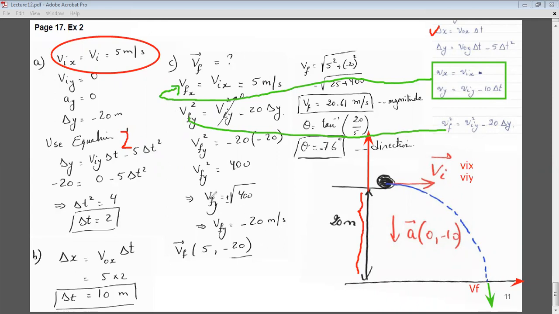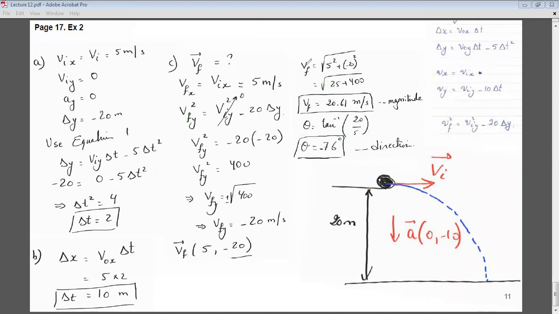Okay. So I will get here VFY squared equal 400, VFY equal plus or minus square root of 400, and it must be minus because if you look at it, it is downward. Okay, it is downward. It started moving downward. So VF is 5, minus 20. We want the magnitude. The magnitude of VF is the square root of the first component squared plus the second component squared. So we get V final as a magnitude is 20.61, and theta is equal to tan inverse of the y component divided by the x component, and this will be minus 20 over 5, and theta will be minus 76 degrees.